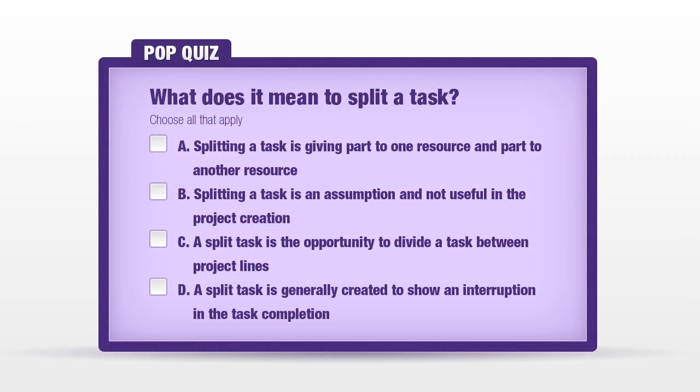Let's pause for a pop quiz question. What does it mean to split a task? A. Splitting a task is giving part to one resource and part to another resource. B. Splitting a task is an assumption and not useful in the project creation. C. A split task is the opportunity to divide a task between project lines. D. A split task is generally created to show an interruption in the task completion.